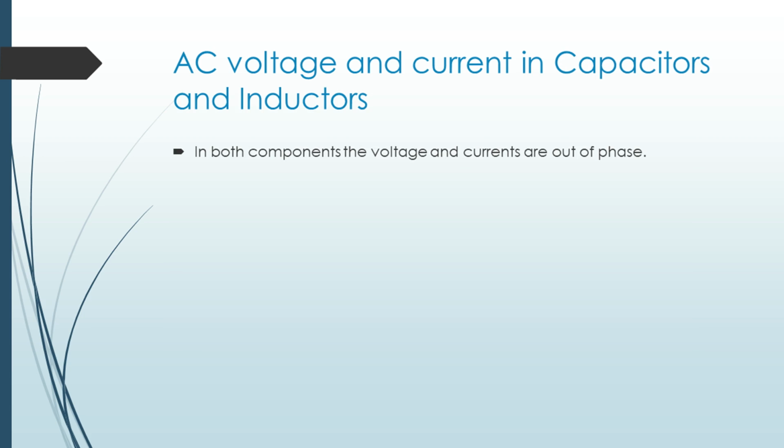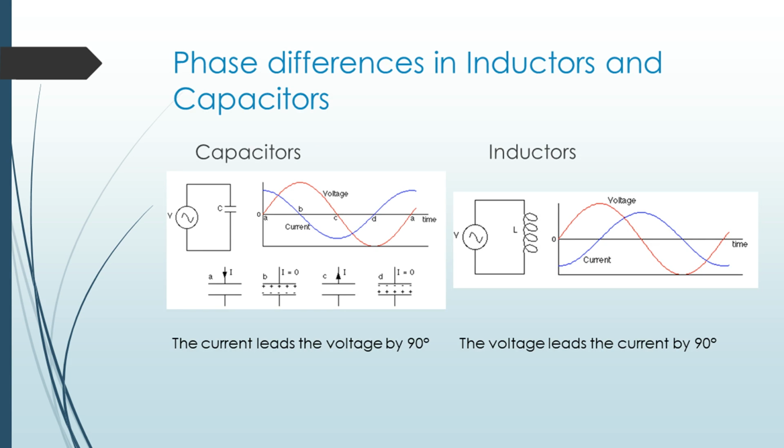In both capacitors and inductors, the AC waveforms are out of phase. For a capacitor, the current will lead the voltage by 90 degrees. This means that the current waveform rises 90 degrees along the graph before the voltage waveform rises. For the inductor, the relationship is inverse. In this case, the voltage leads the current by 90 degrees.